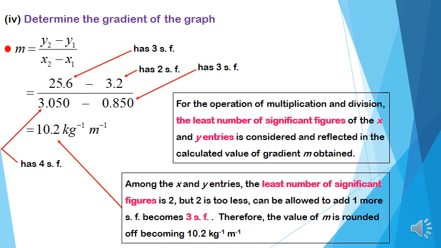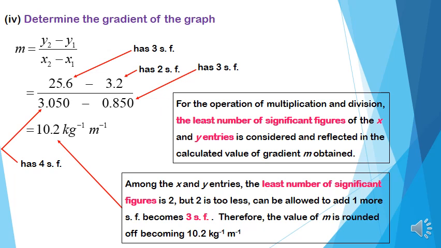The value of the y entries is divided by the value of the x entries in order to get the value of the gradient. For the operation of multiplication and division, the least number of significant figures of the x and y entries is considered and reflected in the calculated value of the gradient m obtained.